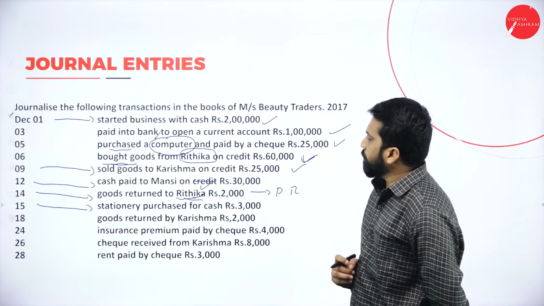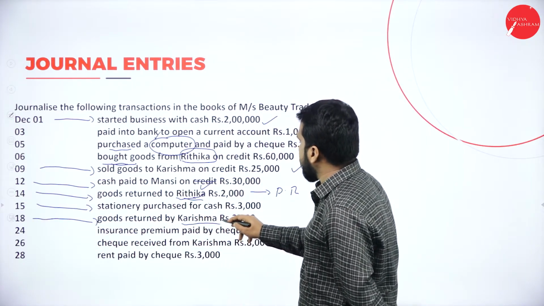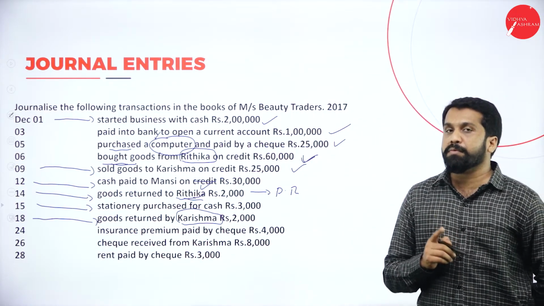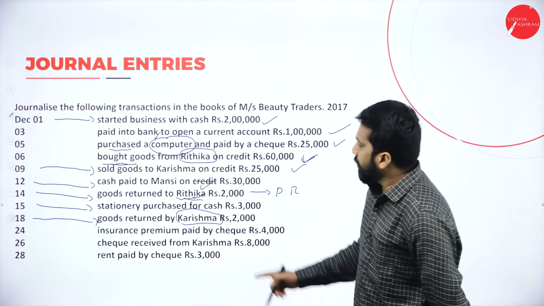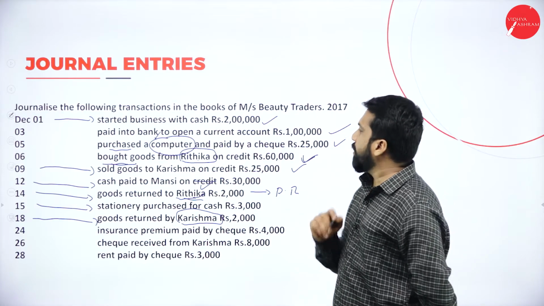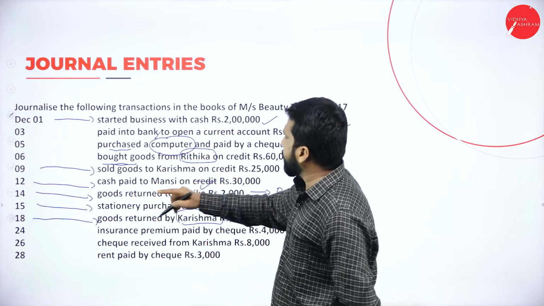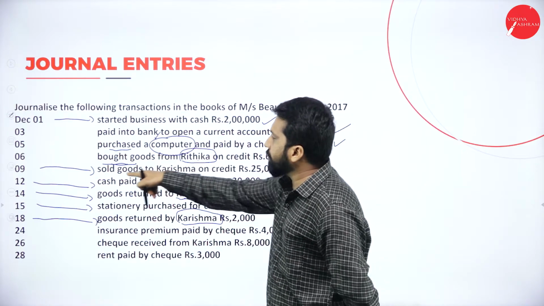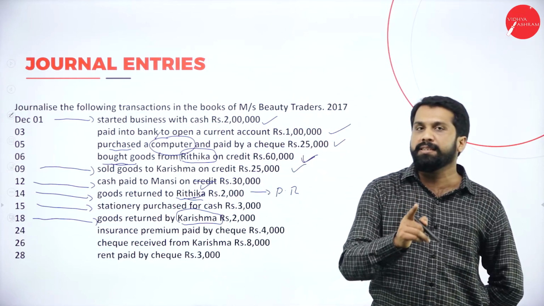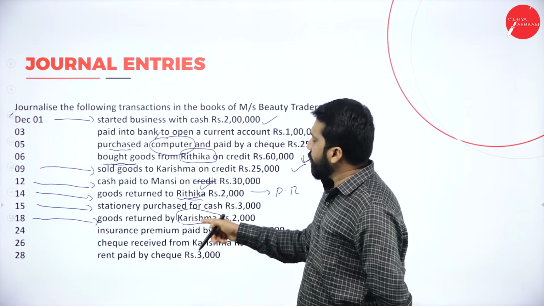Next one is goods returned by Karishma. So what logic did I tell you? If anything is returned, what should you do? The first thing is you have to find Karishma. Is there any transaction with Karishma? We'll go back. Is there anything? Yes, sold goods to Karishma. Sold means what? Sales. It must be sales return. Easy? Yes.